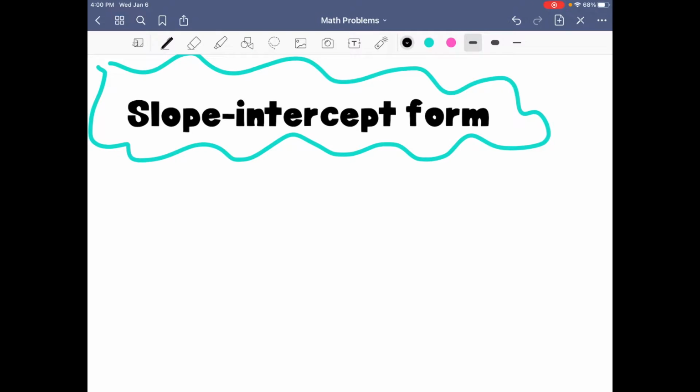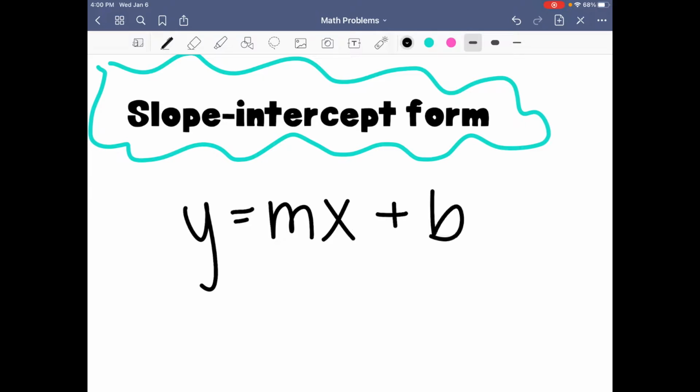So the first thing we need to do is to figure out what is slope-intercept form. Slope-intercept form is a specific equation of a line that's written in this format. y equals mx plus b.